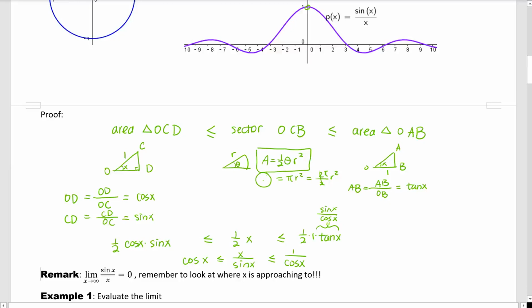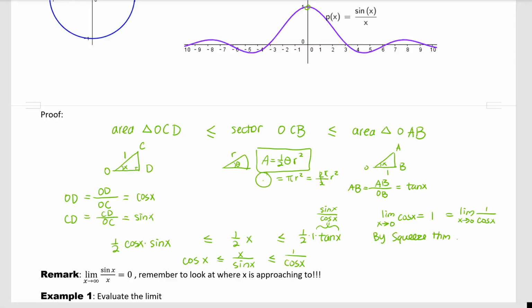Well, do you think of something bounded by two boundary functions, and that is the squeeze theorem, right? So we compute the limit as x goes to 0 of cosine x. Well, that is 1. And when we compute the limit as x goes to 0 of 1 over cosine x, 1 over 1 is also 1. The two boundary functions have the same limits. Then, by the squeeze theorem, the middle guy must have the same limit.